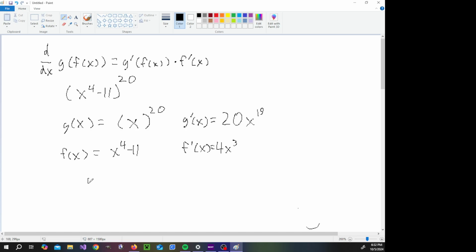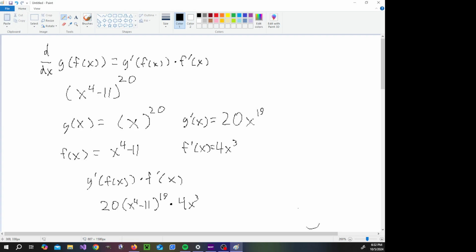So this is supposed to be g prime of the original f, times f prime. So g prime is 20 times x to the 19th. So we plug in the original function, so x to the 4th minus 11, times f prime, which is 4x cubed. Okay, very good. That is how we use the chain rule.